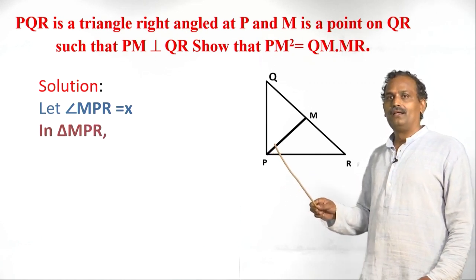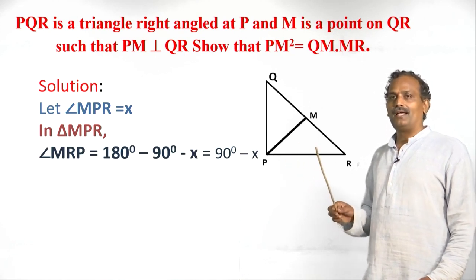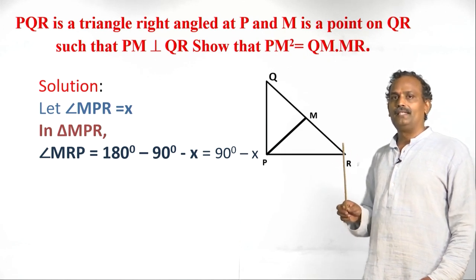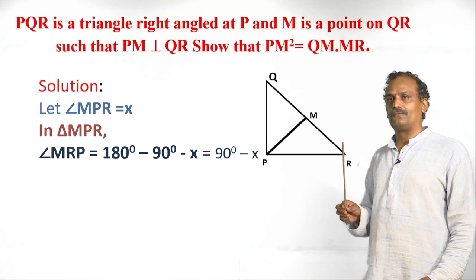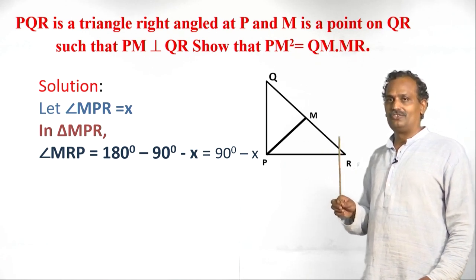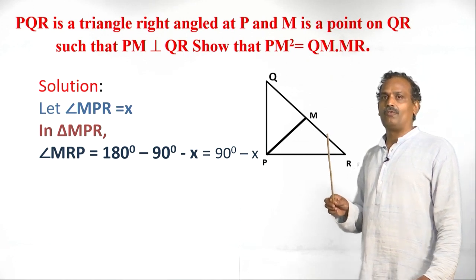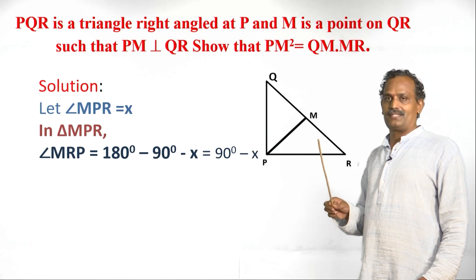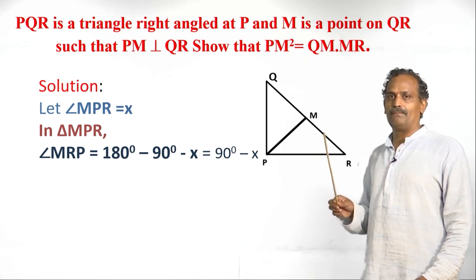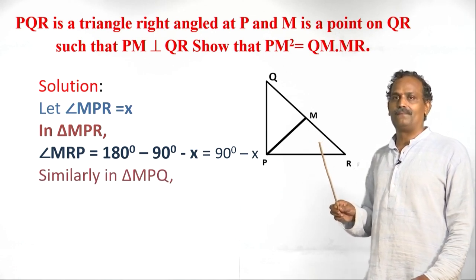Now, in triangle MPR, angle MRP is 180 degrees minus 90 degrees minus x, because the sum of the three angles of a triangle is 180 degrees. Angle M is 90 degrees, and we have already assumed angle MPR as x. Therefore, angle MRP is 90 degrees minus x.